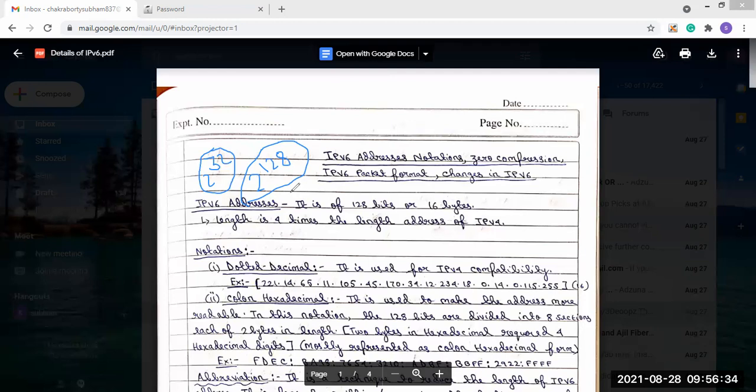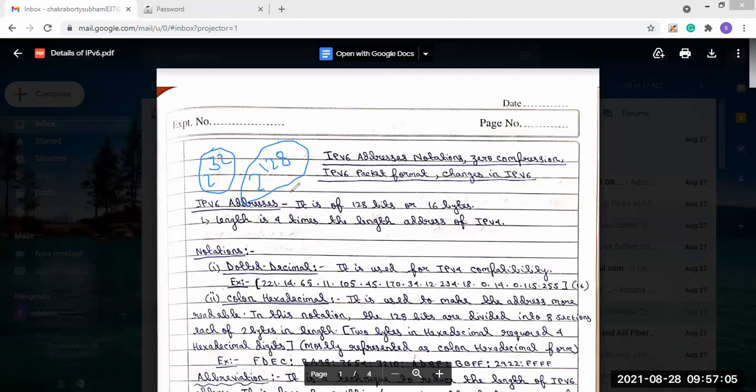Now, same as for IPv4, notations are present for IPv6 also. For IPv4, we have seen 3 types of notations: the binary notation, the dotted decimal notation and the hexadecimal notation. For IPv6 also, we have 2 notations present. One is dotted decimal and the other is colon hexadecimal.